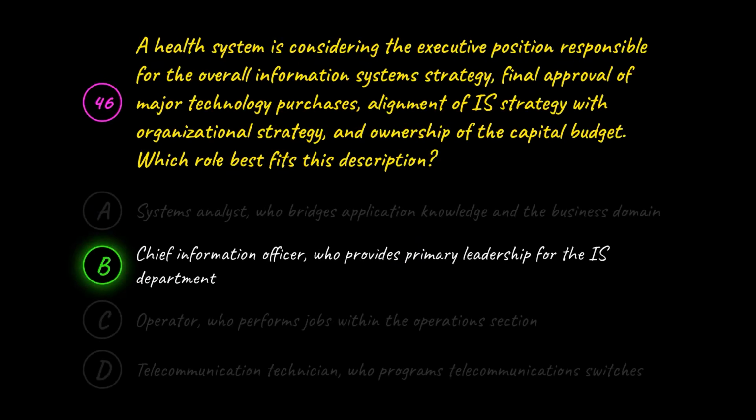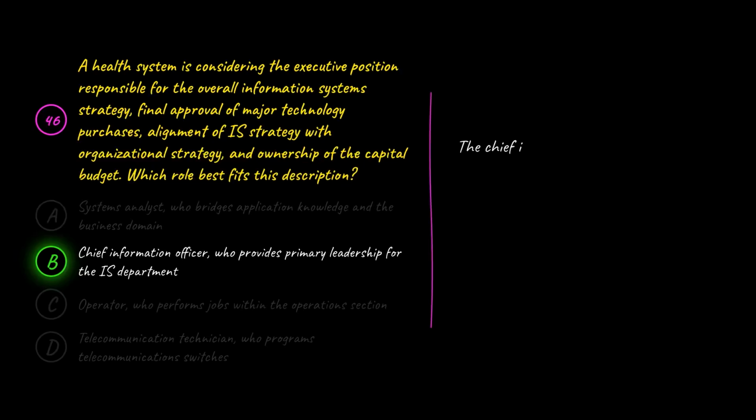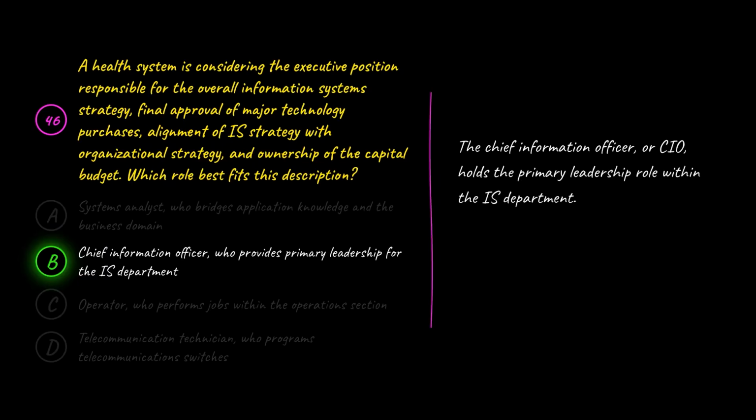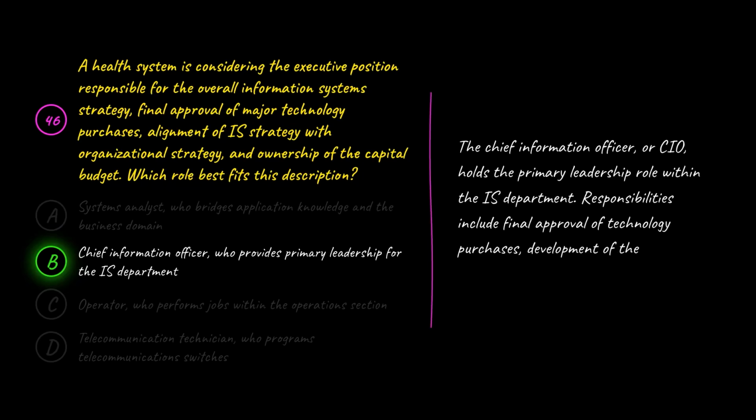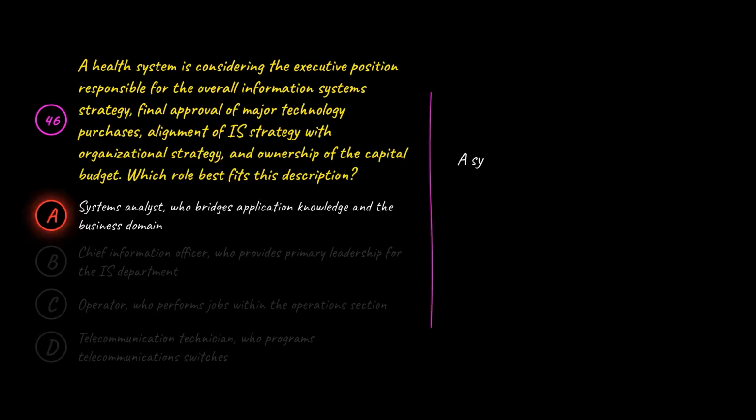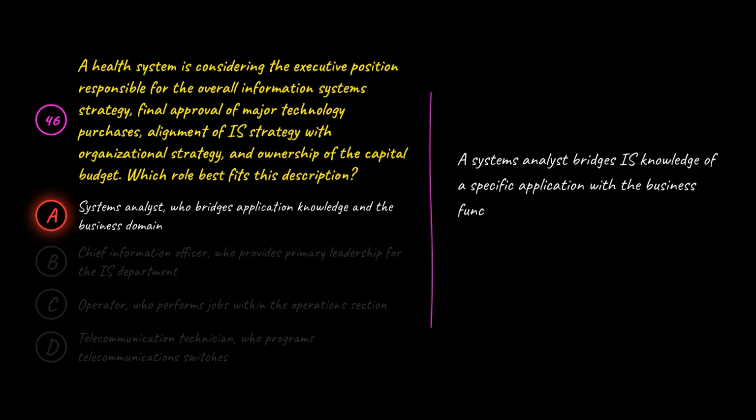The correct answer is B. Chief Information Officer who provides primary leadership for the IS department. B is correct because the Chief Information Officer, or CIO, holds the primary leadership role within the IS department. Responsibilities include final approval of technology purchases, development of the IS strategy, alignment with organizational strategy, and ownership of the capital budget. A is wrong because a systems analyst bridges knowledge of a specific application with the business function it supports. This is a technical functional role, not the executive leadership position described.